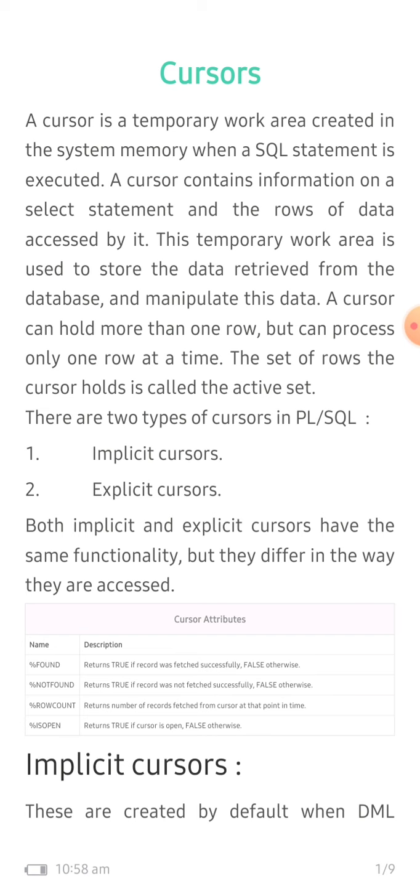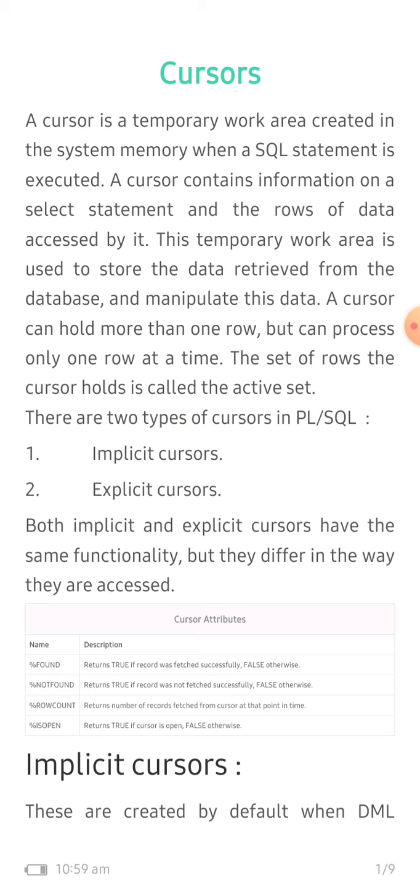Firstly, we will discuss cursor attributes: the name of the attribute and its description. First is %FOUND. Returns true if a record was fetched successfully, otherwise false. Second is %NOTFOUND. Returns true if a record was not fetched successfully, otherwise false. Third is %ROWCOUNT. Returns the number of records fetched from the cursor at that point in time. And last is %ISOPEN. %ISOPEN returns true if the cursor is open, otherwise false.